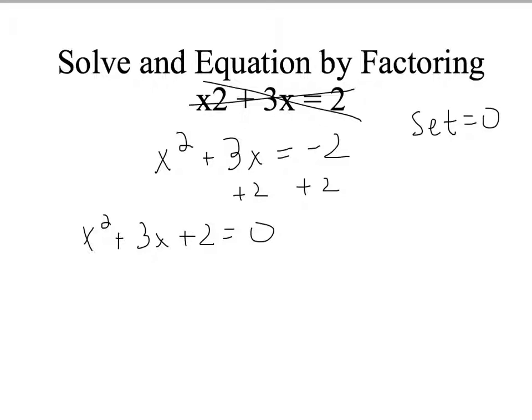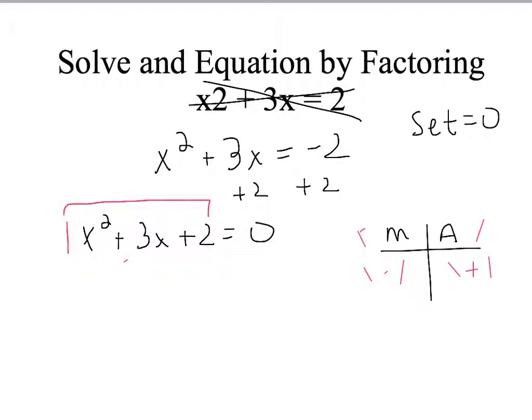Now I'm going to use my multiply and add. The coefficient here is 1, so I want two numbers that multiply to be 2 and two numbers that add up to be 3. I can do 2 times 1, which is actually the only option, and 2 plus 1 adds to 3. So I now have x plus 2 and x plus 1, they're both positive, is equal to 0.